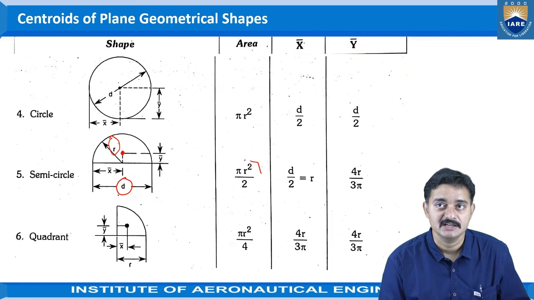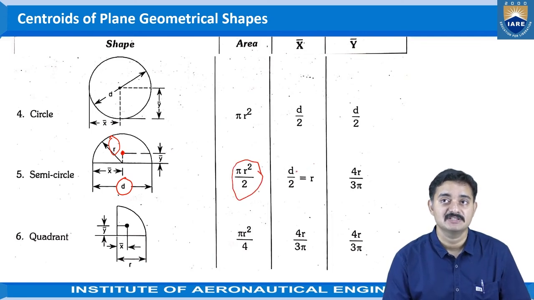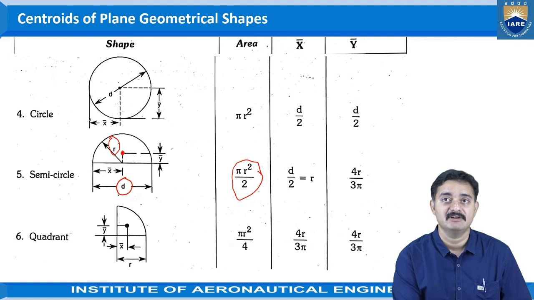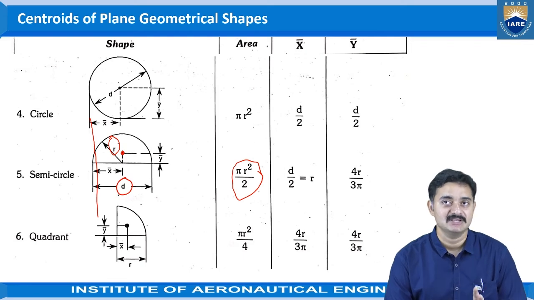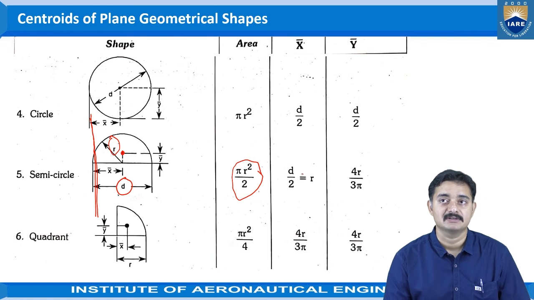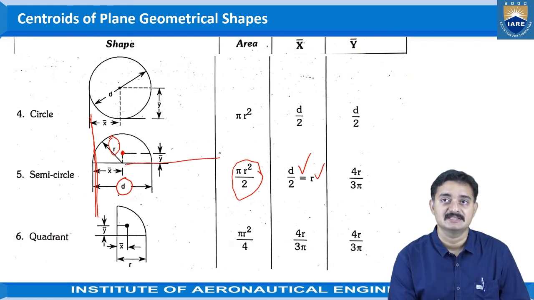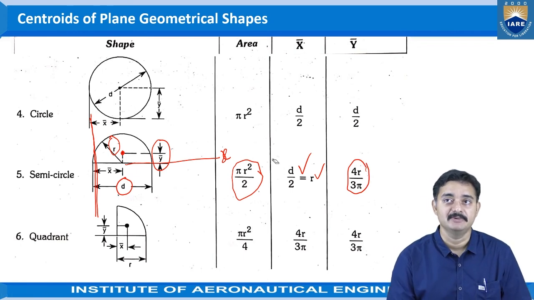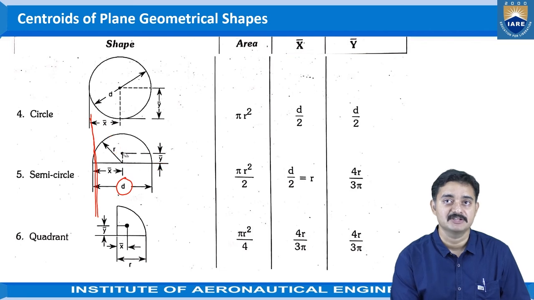has an area of pi r square by 2, and for the position of the centroid we are considering the y-axis at the edge here. You do remember we compulsorily need to consider the reference axis anytime. When the y-axis is at the edge of the semicircle, the position of x bar, the x coordinate from the y-axis, would be d by 2, that is given as r, whereas from the base, which is considered as the x-axis, y bar is 4r by 3 pi. All these calculations are obtained using first principles.